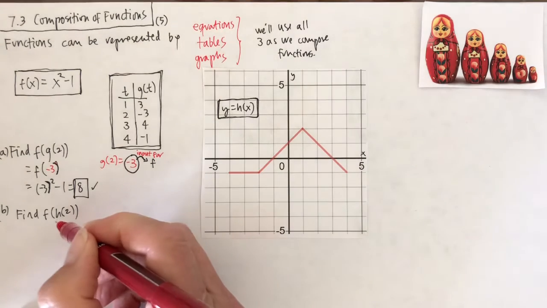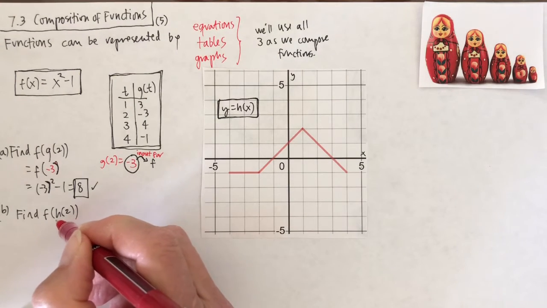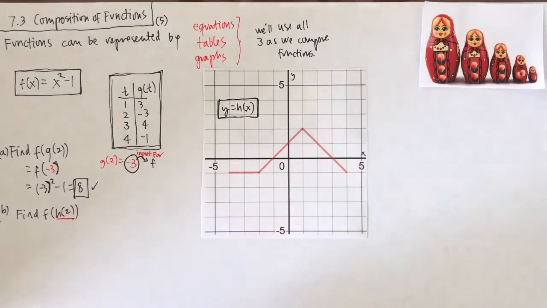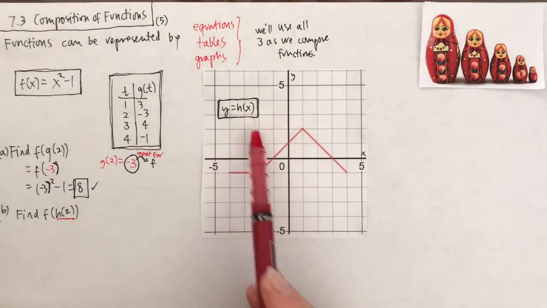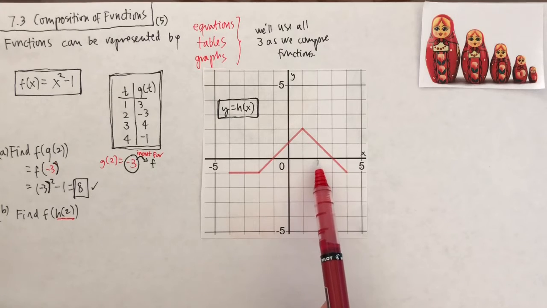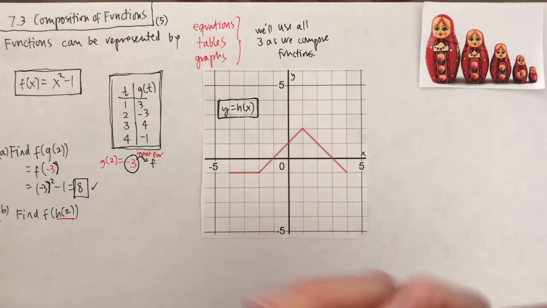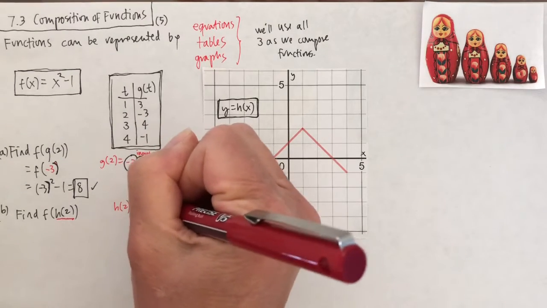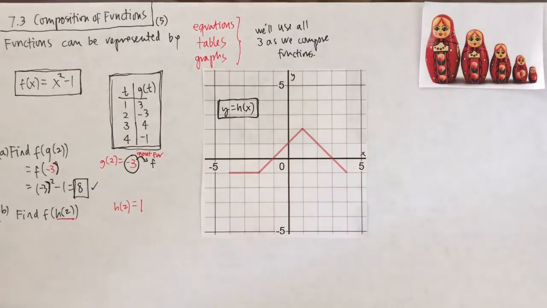Okay, so we want to start by thinking about an input of 2 into the function h. So here's my function h. If my input is 2, that means an x value of 2. Here's 2. And what's my y value? If my x is 2, my y value looks like it's 1. So h of 2 is 1.